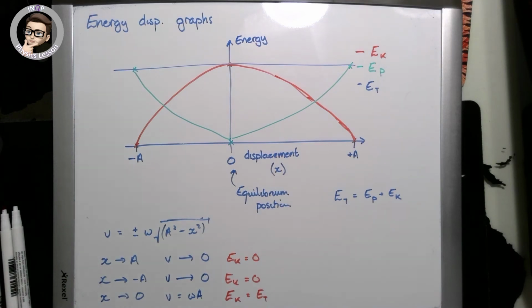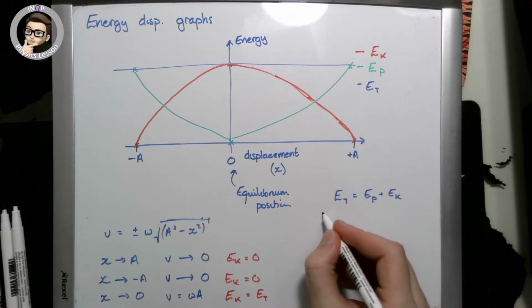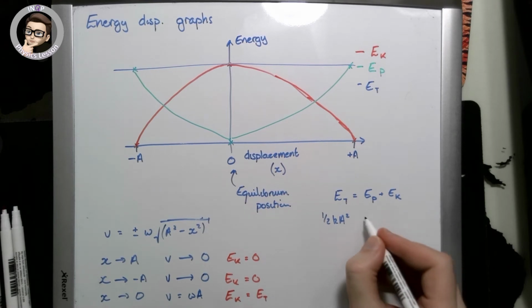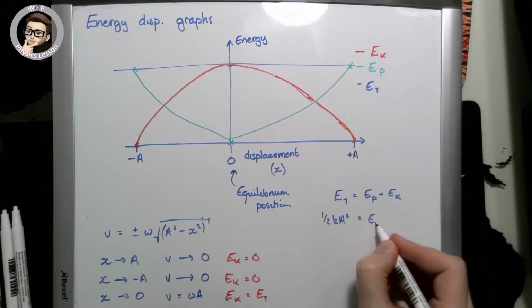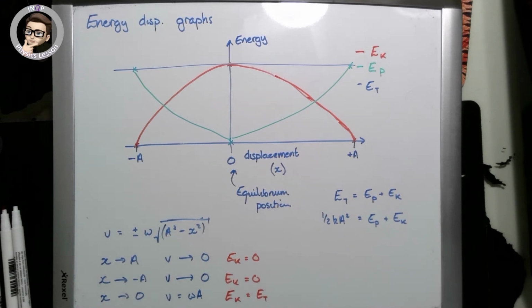And that means that we can go one step further, because we can actually say we know what the total energy is. It's a half kA squared. So therefore we can say a half kA squared is equal to EP plus EK. And that gives us a starting point for any of our calculations that we need to work from.